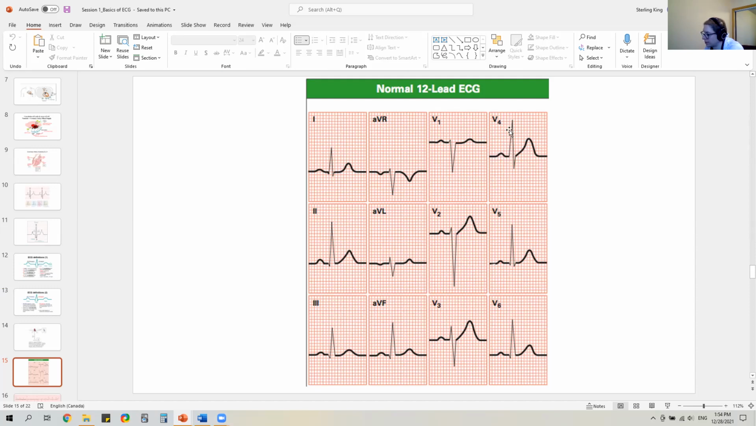P, R is getting definitely bigger now. S, P, and then R. So the R is now predominantly most of the way. And then on this one, V6, it's almost all R. So that's important. You want to see the R wave getting bigger as you go from V1 to V6. And around V3 or V4, it's about the same between R and S.